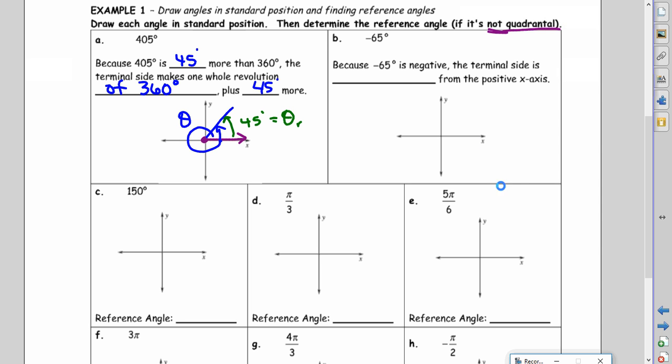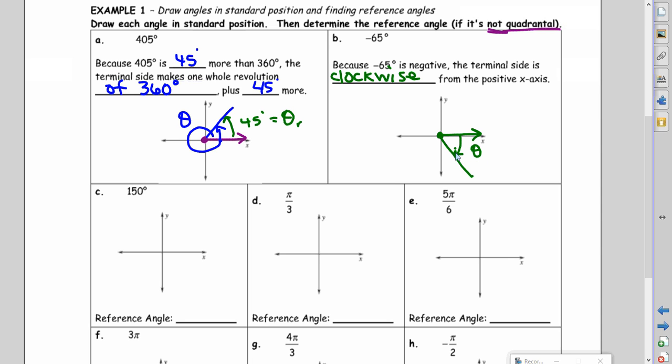Okay, so example B here is negative 65. In order to be in standard position, I've got to make my vertex at the origin, my initial side on the positive x-axis. Because negative 65 is negative, the terminal side is clockwise from the positive x-axis. So I'm going to turn clockwise about 65 degrees. So that's my angle theta right there.